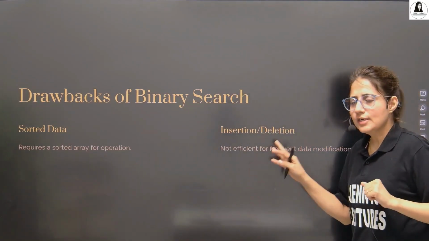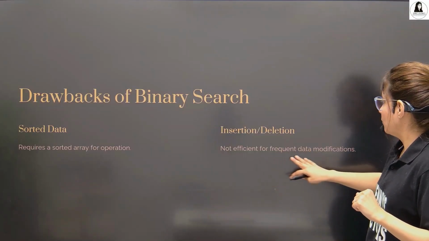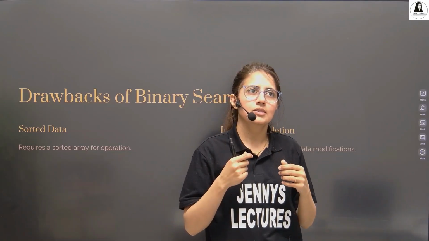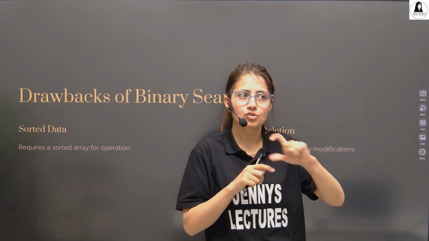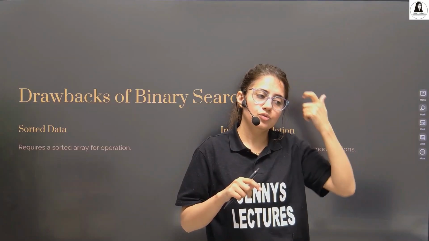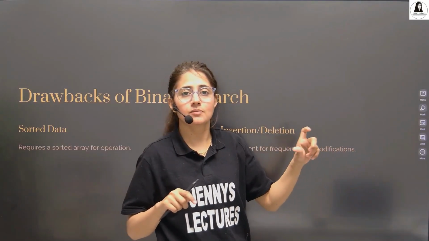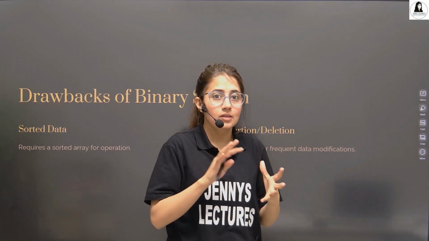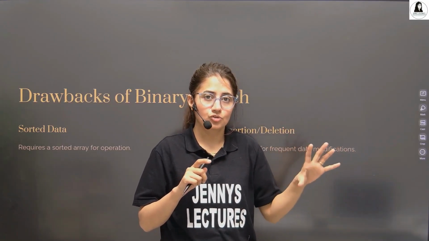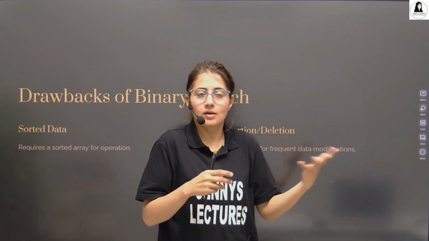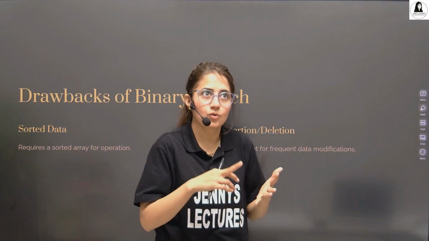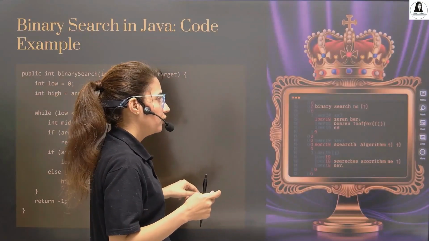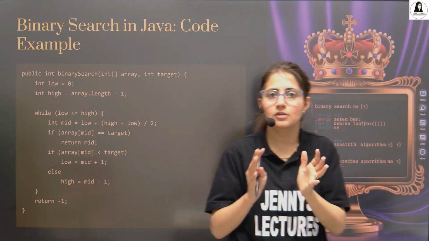Insertion and deletion are not so efficient for frequent data modification, because I'll show you how to insert and delete if the array is sorted. When you go for those, you have to find out if there are duplicate elements in the array, and you have to find the first occurrence and the last occurrence of that element. In that case, if the array is sorted, we go for binary search. For that, we apply another technique like lower bound and upper bound. I'll show you this in the next video. But it's definitely not good for frequent insertion and deletion.